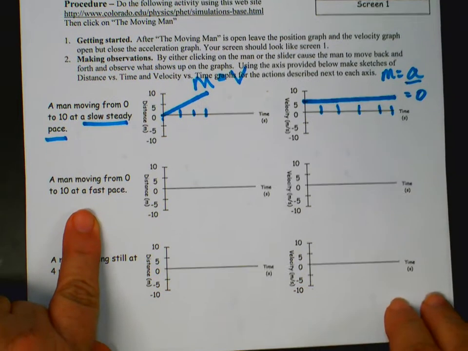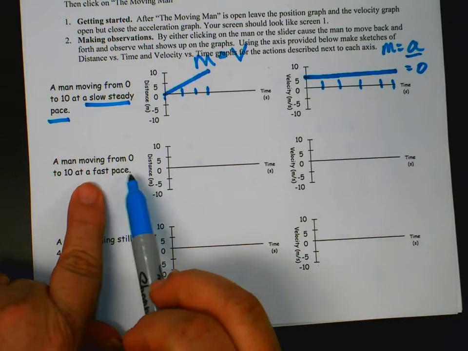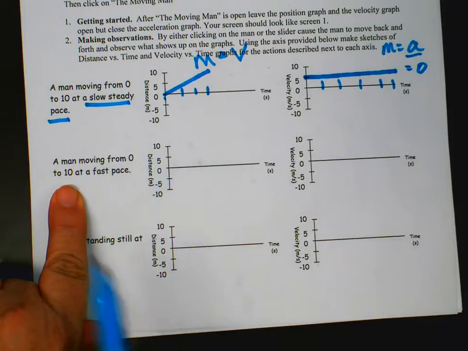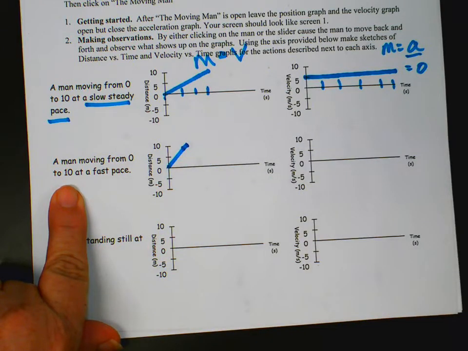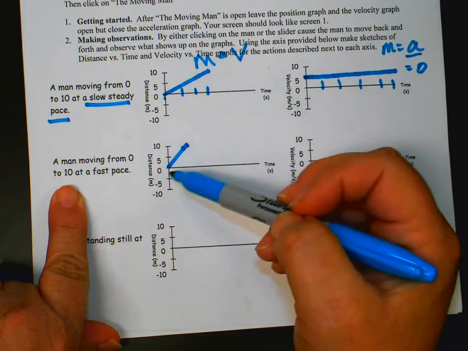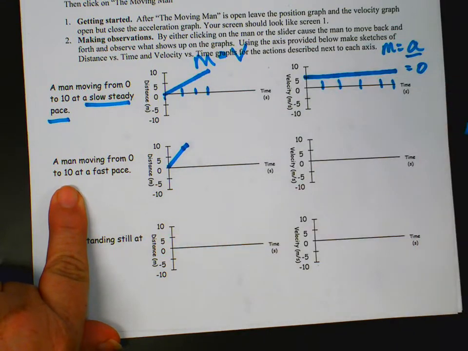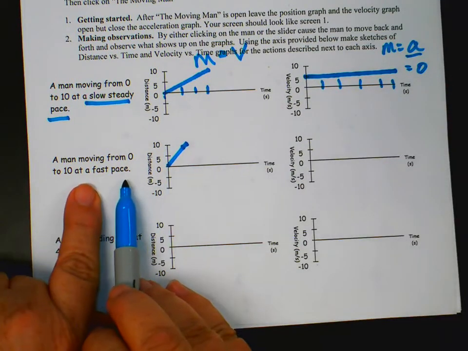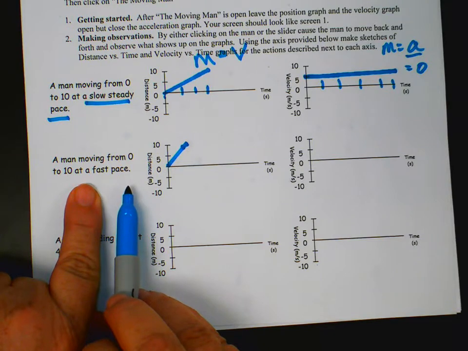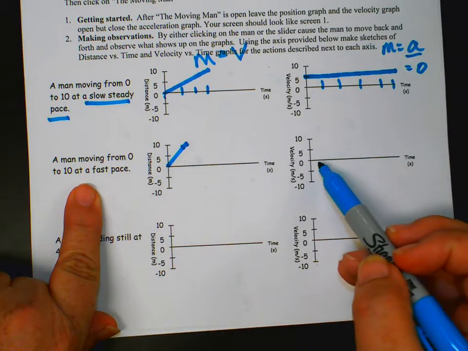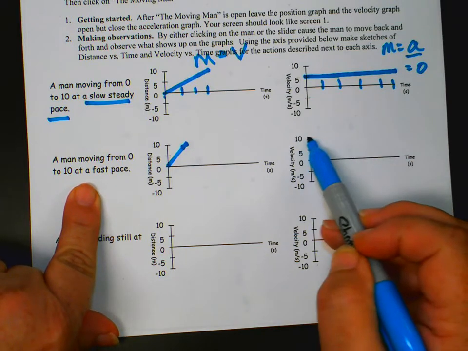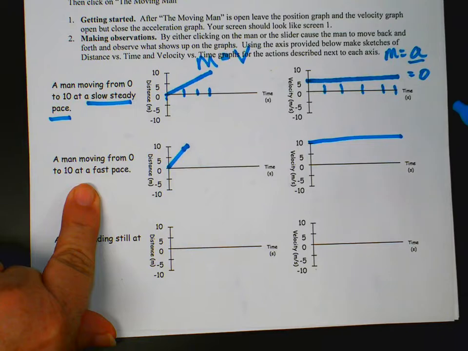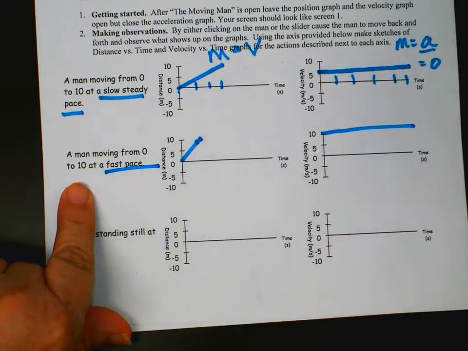So your acceleration would equal 0 because he did not speed up and he did not slow down. So a man moving from 0 to 10 at a fast pace. Okay, it didn't take him as long, so the slope is a lot steeper. It didn't say that he sped up or slowed down. Okay, so if we picked 5 at a slow, steady pace, 10 would be another horizontal line. A fast pace. He didn't speed up, he didn't slow down.